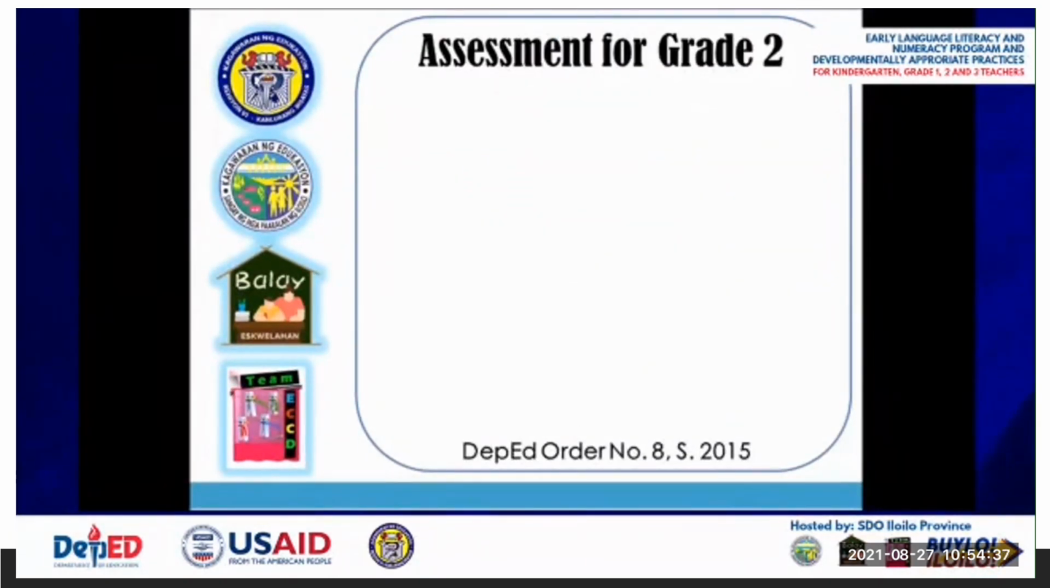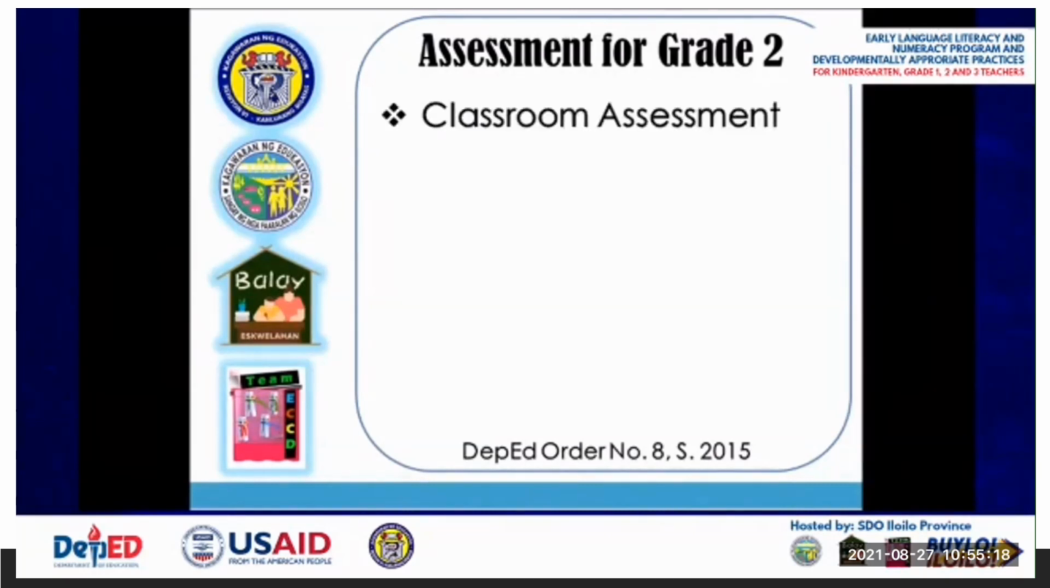Let us now proceed to assessment for Grade 2. We all know that assessment is a process that is used to keep track of learners' progress in relation to learning standards and in developing 21st-century skills, to promote self-reflection and personal accountability among students about their own learning, and to provide basis for profiling of learners' performance on the learning competencies and standards of the curriculum.